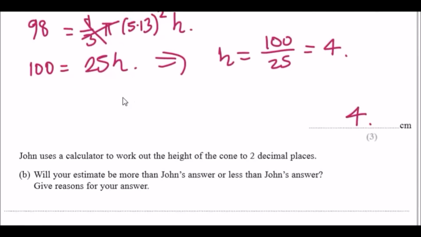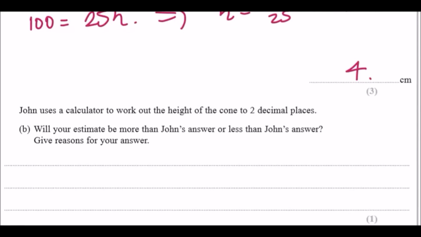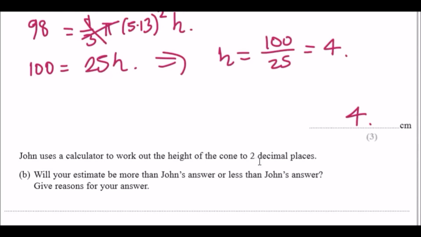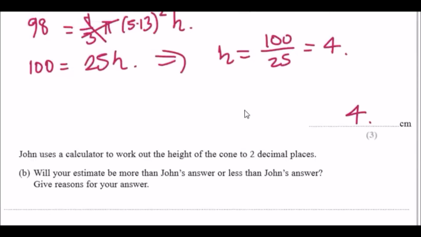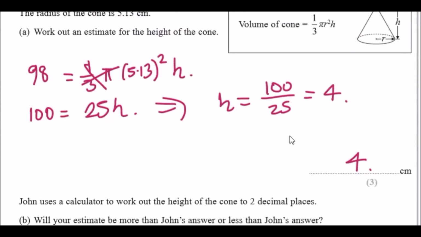Now, John uses a calculator to work out the height of the cone, which I did as well, by the way. Will your estimate be more than John's answer or less? Well, it's actually very easy to know. There's a trick when it comes to fractions. If we rewrote this entire equation using what we had earlier, the actual height would be, using the original formula, 98 over all of these, which is 1/3 times pi times 5.13 squared.